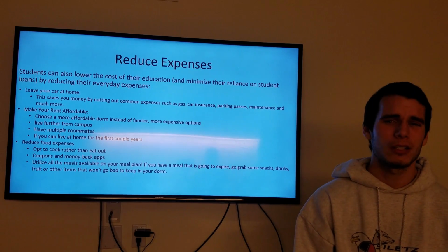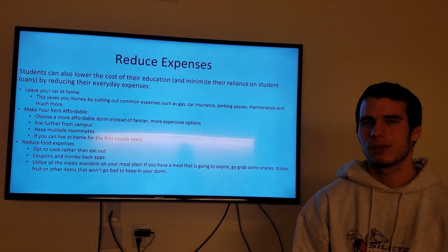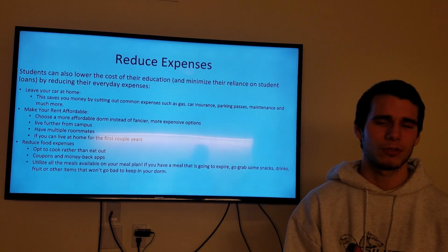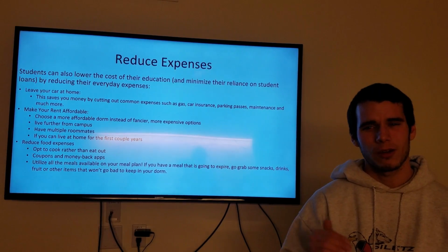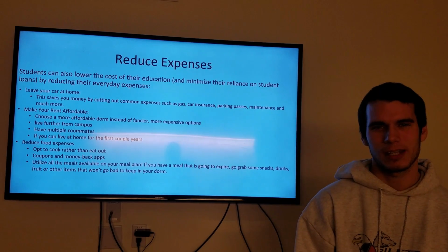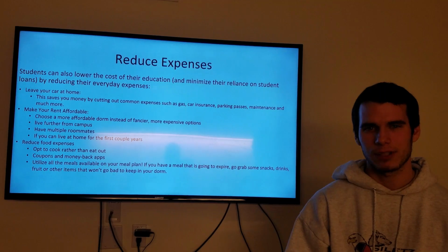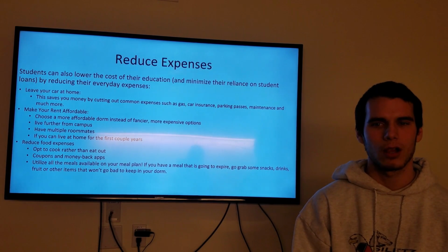The final thing to do is reduce your food expenses. Me personally, I used to go out to eat every single day, and $10 a day seems like nothing, but it adds up. Soon you're spending $300 a month just on food. Opt rather to cook at home instead of eating out. I mean, it can help you later on in life as well. Coupons and money back apps are a great thing. Every time you buy something, scan it, and it gives you points towards money back as well.